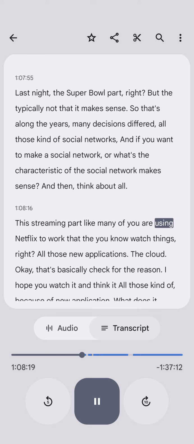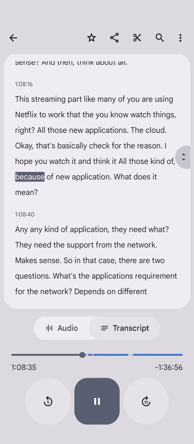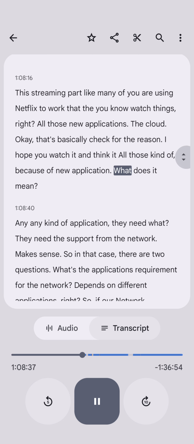And then think about all the streaming. Many of you are using Netflix to watch things, right? All those new applications, the cloud, okay? That's basically check out the reason. I hope you watch it and think about it. Because of new applications, what does it mean? Any kind of application needs what? They need support from the network. Make sense?